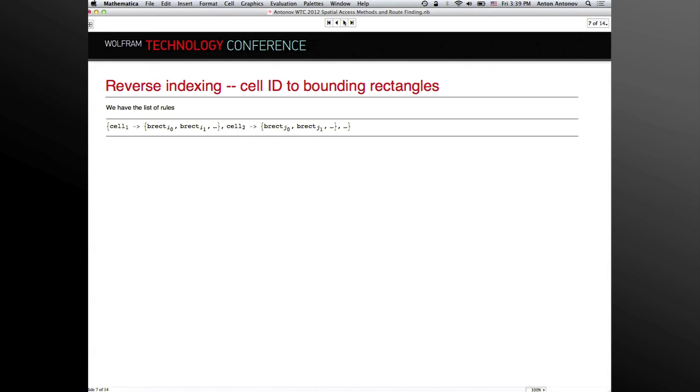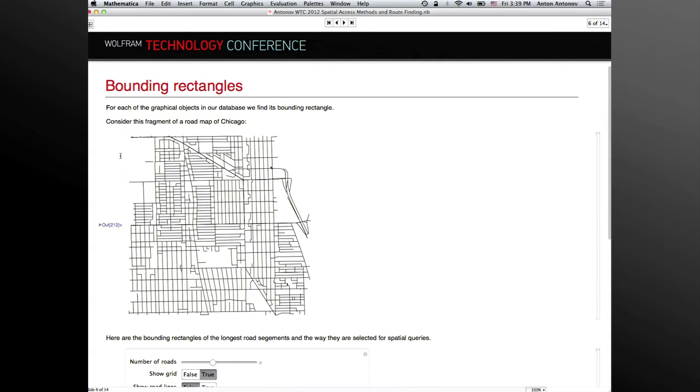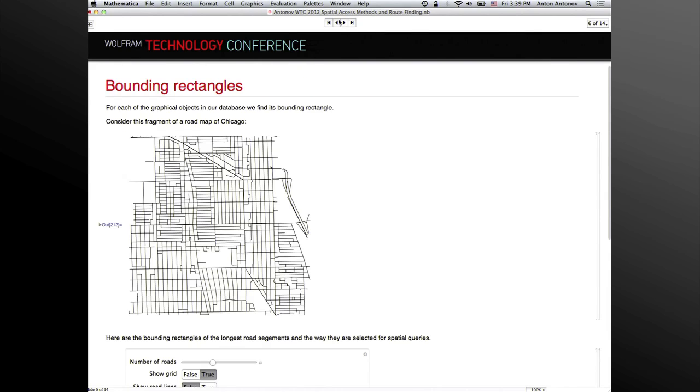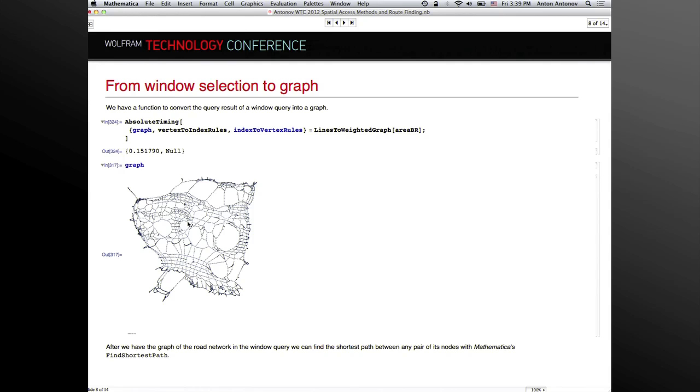So after I have made my window query in which I have found the geometry, and this is exactly that, I'm speaking now for this area here. This area here is named in this slide area BI, like bounded rectangle. So I can produce a graph, and this graph here corresponds to this area here. And this weighted graph, I'll be using it later on to find the shortest path between the nodes within this graph.